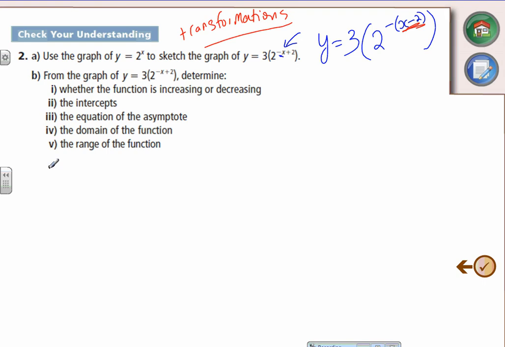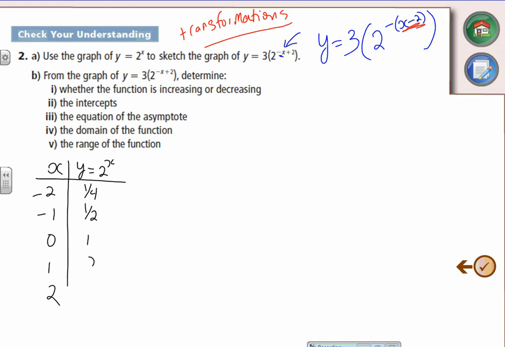Okay, so let's do our table of values. And we'll just use our classic. Negative 2, negative 1, 0, 1, and 2. And we've got y equals 2 to the x. So we're starting with our basic one. Plug in negative 2 in. That gives us 1/4, 1/2, 1, 2, and 4.